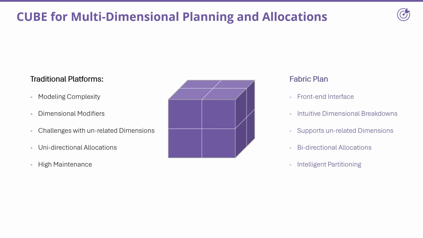So point A and point B are two different modules we can think of, or two different processes we can think of within the planning ecosystem. Finally, it handles unrelated dimensions without any maintenance, especially because of its capability to handle the partitioning very intelligently.